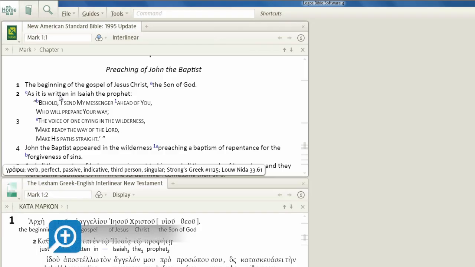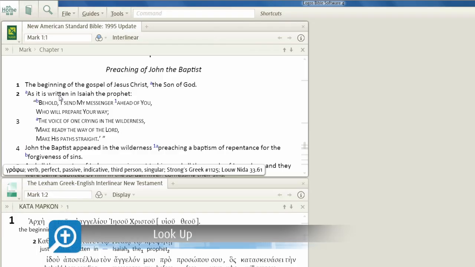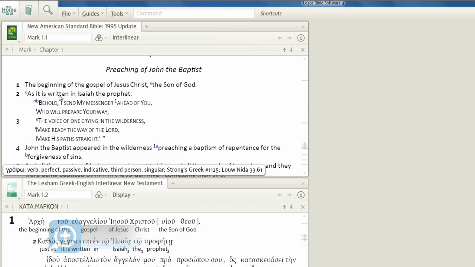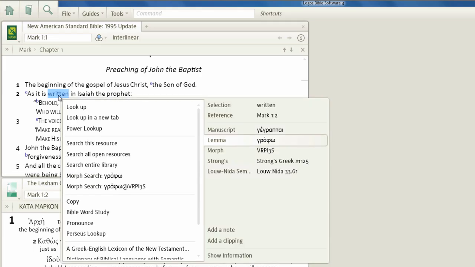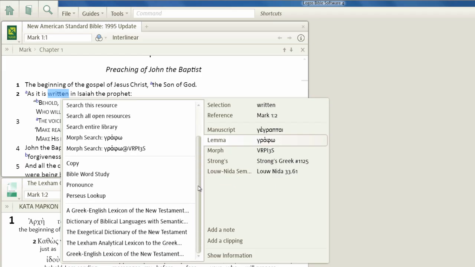Now, besides searching for where words occur, you can also look up information on words. And because Greek has been tied to these English words, you're able to look up information on the Greek and not just the English. Just simply right-click and make sure that lemma is selected. Remember, this refers to the dictionary form that you would find at the beginning of an article or entry. And scrolling down, here are those dictionaries or lexicons.